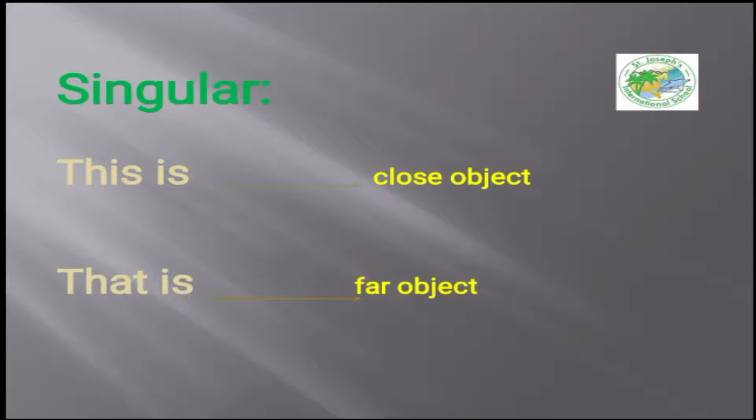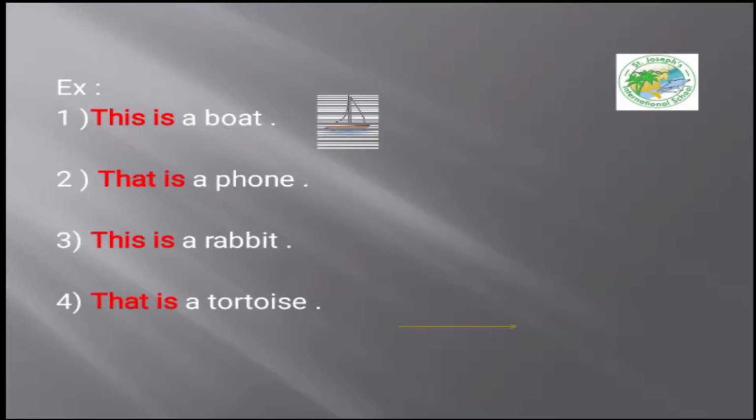And as we have said before, in the singular noun, of course, we use is or are. Yes, correct answer. We're gonna choose is. So this is and that is. Let's take some examples to understand. In number 1, can you see this picture? This is a boat, right? This boat is close to the sentence. So I will use the word this: this is a boat.